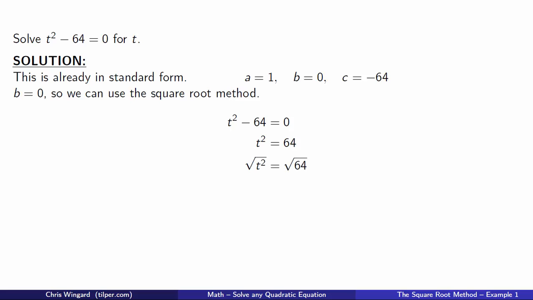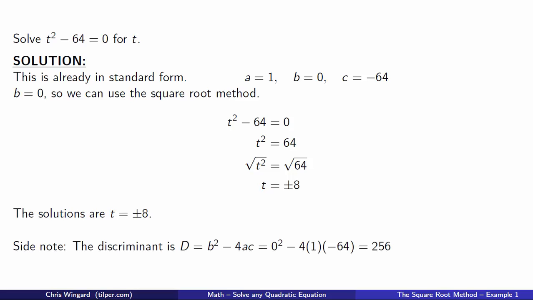Now we take the square root of both sides, and remember, we talked about those subtle details in the previous video, and those are the subtle details we're going to skip now. And we can go straight from this step to say t is therefore plus or minus the square root of 64, and the square root of 64 is just 8. Therefore, t is plus or minus 8, and those are the solutions to the equation. t equals plus or minus 8.